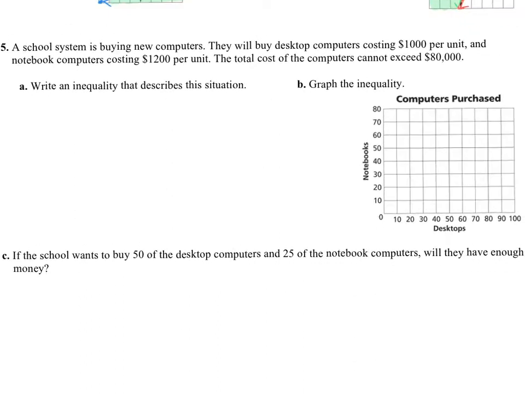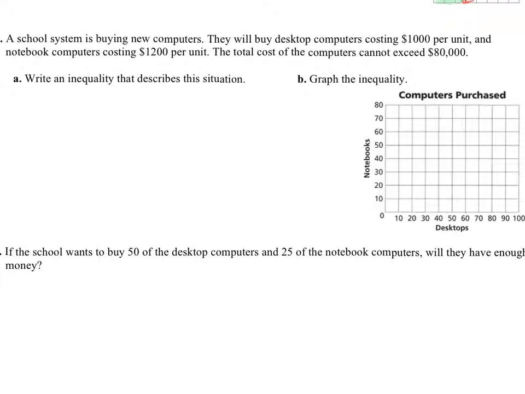All right, and now we have a word problem. A school system is buying new computers. They will buy desktop computers costing $1,000 per unit, and notebook computers costing $1,200 per unit. The total cost of the computers cannot exceed $80,000. All right, so I think I'm going to use D for desktop computers and N for notebook computers. So we need to write an inequality that describes this situation.